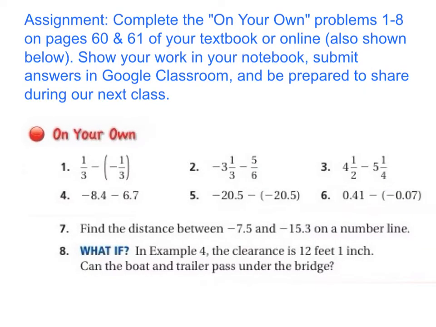So your assignment for this lesson is to complete the On Your Own problems 1 through 8 on pages 60 and 61 of your textbook or your online textbook. Those problems are also shown below. And show your work in your notebook, submit your answers in Google Classroom, and please be prepared to share during your next class. So here are your problems, and we will see you tomorrow.